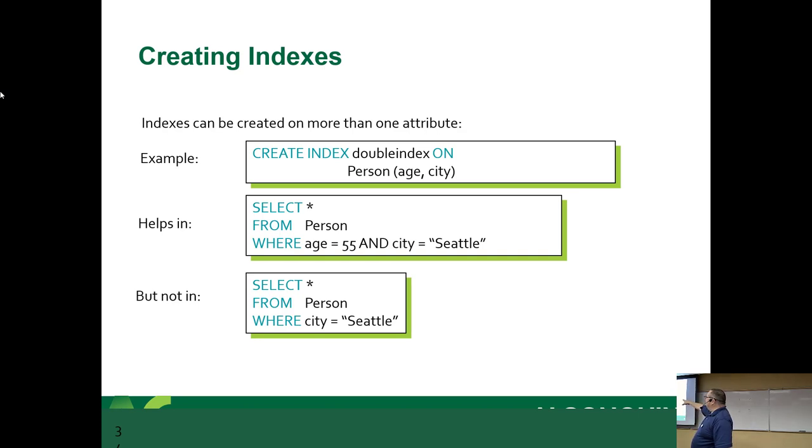So that index would help with select star from person where age is 55 and the city is Seattle. But it will not help if it's just where the city is equal to Seattle. Because the index has two columns, it will only ever help in queries where both of those columns are included in the where clause. If there's only one of the two columns, the index is invalid, it doesn't match what you're looking for, therefore it won't help. On the other hand, if I had an index that was just for the city, it would help with that query because the city is part of the clause. Therefore, it would help in that case.